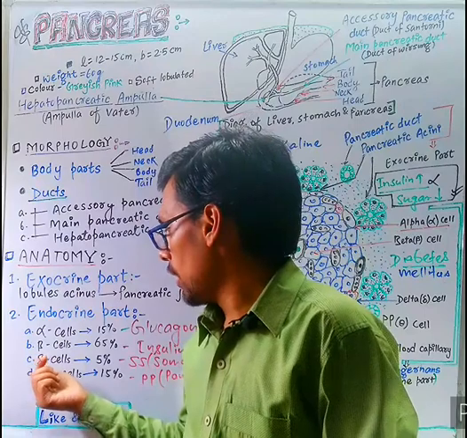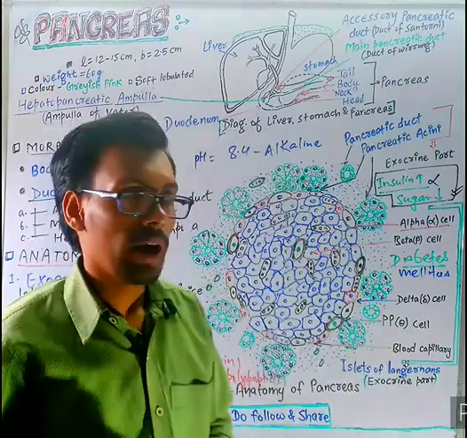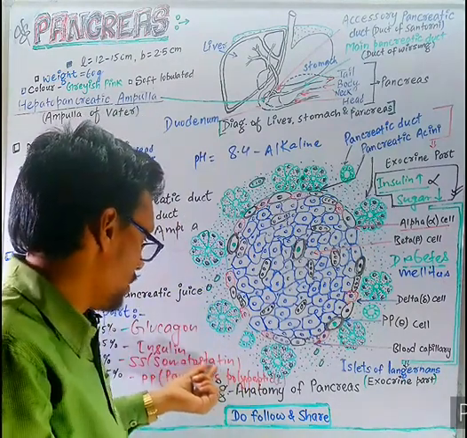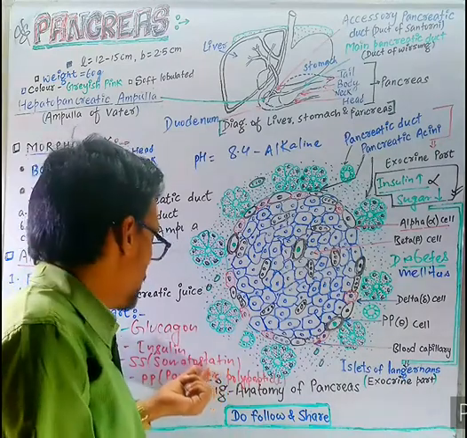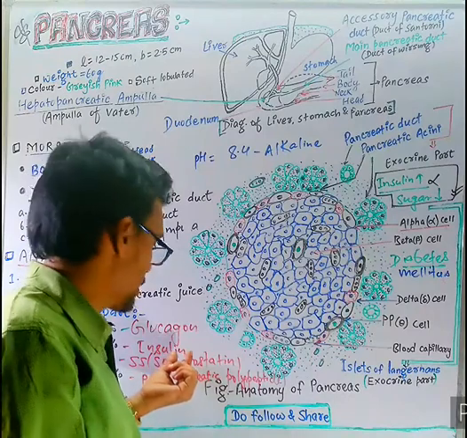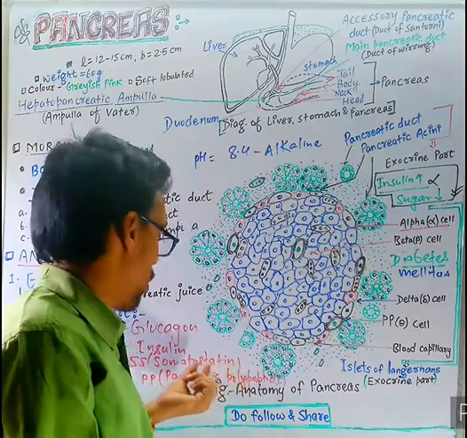Next, delta cells. Delta cells secrete a hormone called SS, somatostatin. Somatostatin is generally inhibitory in nature: it inhibits glucagon secretion and insulin secretion. So somatostatin is an inhibitory hormone.